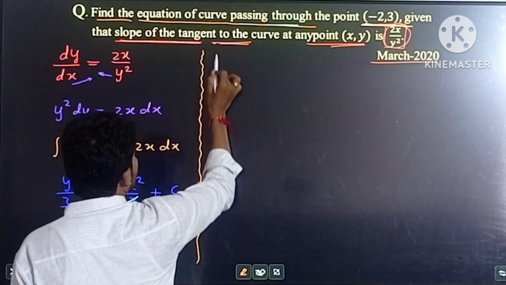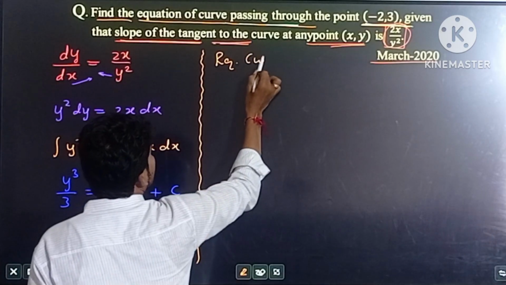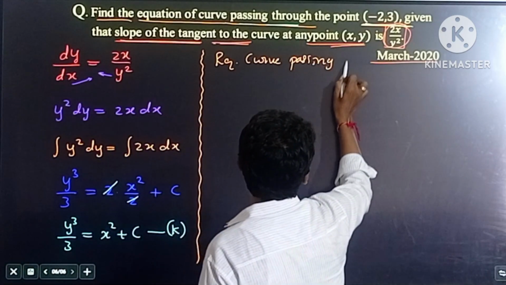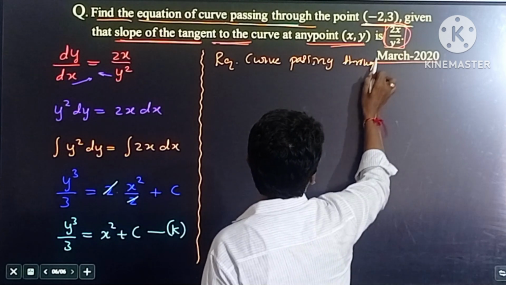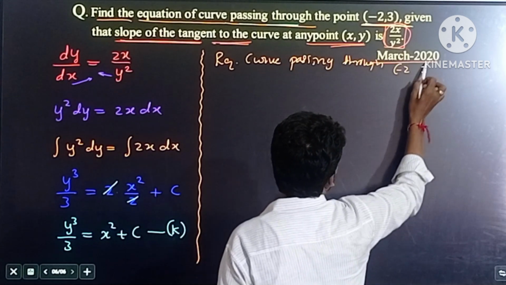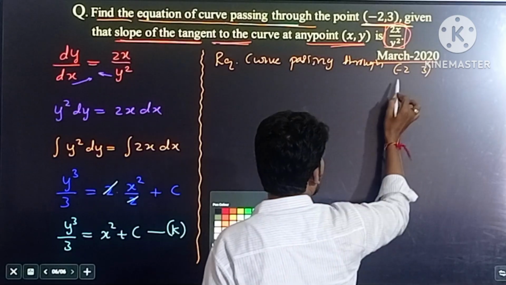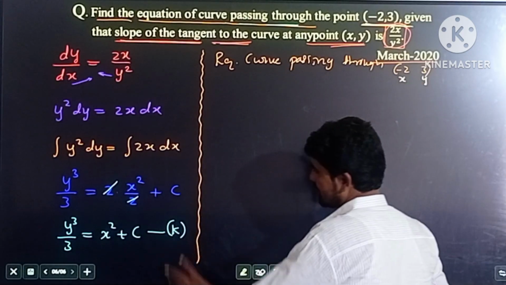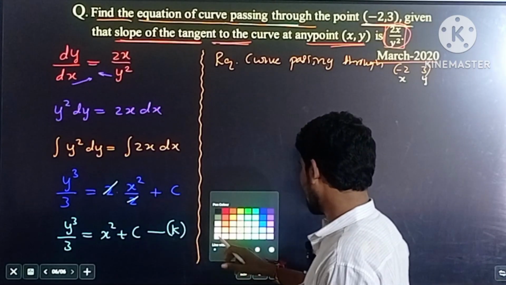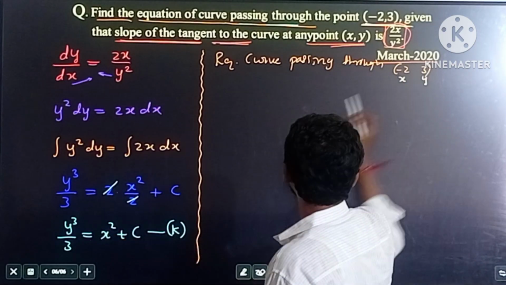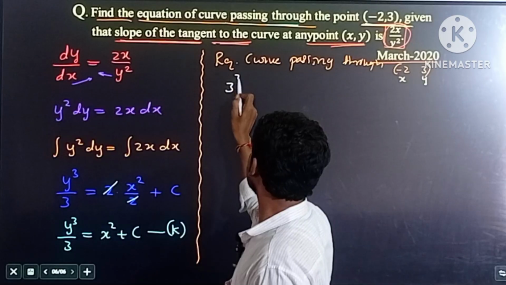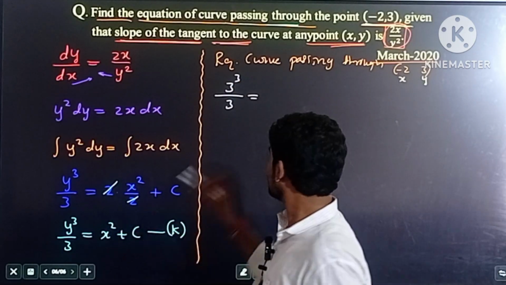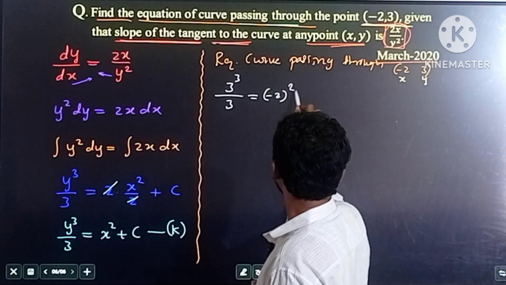So this required curve is passing through which point? Minus 2 comma 3. So let's say minus 2 is the value of x and 3 is the value of y. Substitute the values of x and y in this equation k. Here y cube means 3 cube, the value of y is 3, 3 cube divided by 3 equal to x value is minus 2, so minus 2 square plus c.